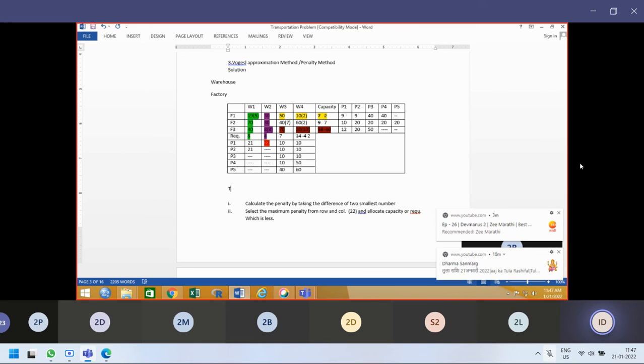Total transportation cost is equal to 19 multiplied by 5 plus 8 multiplied by 8, plus 40 multiplied by 7, plus 10 multiplied by 2, plus 60 multiplied by 2, plus 20 multiplied by 10. Work out the cost.